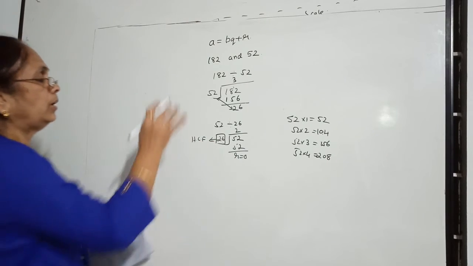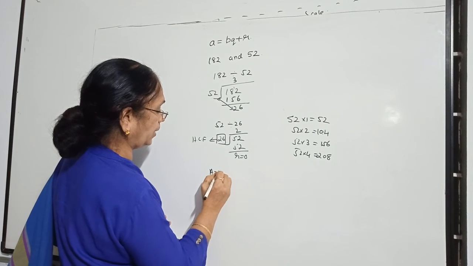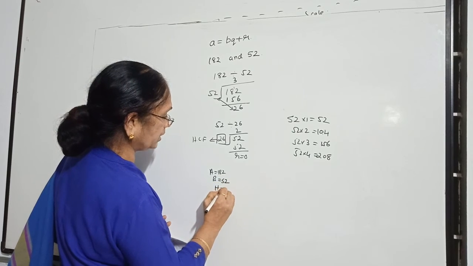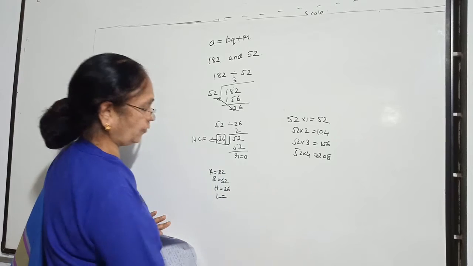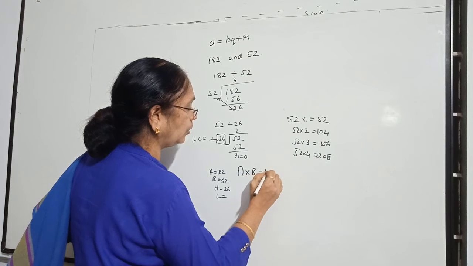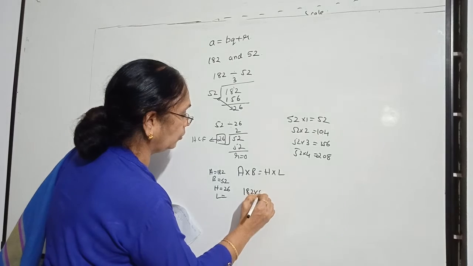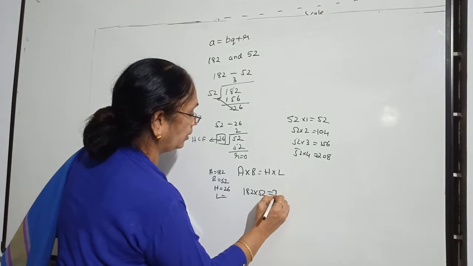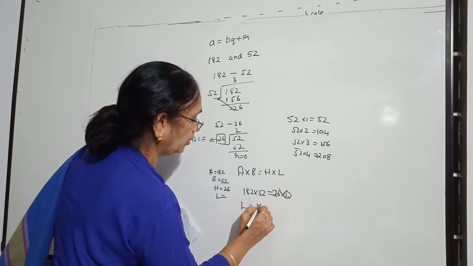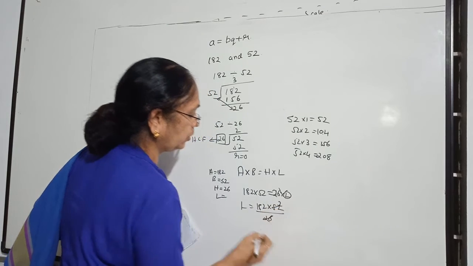So now, depending upon this, there is one more equation. Now see the numbers. A is given as 182, B is given as 52, HCF is given as 26, and if I am asked to find out L, for this type there is a relation: A into B is equal to H into L. Now 182 into 52 is equal to 26 into L. So L is equal to 182 into 52 by 26, and it goes on.